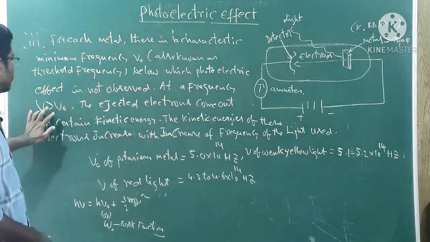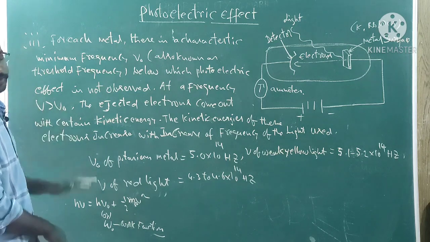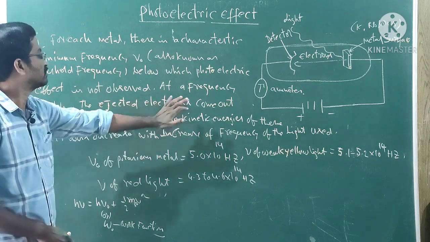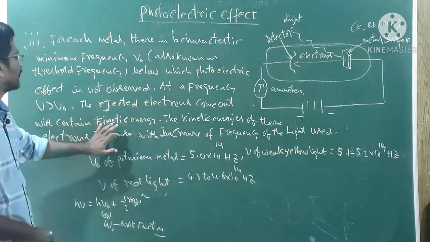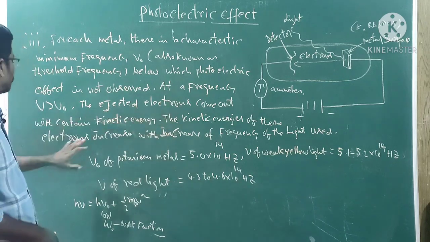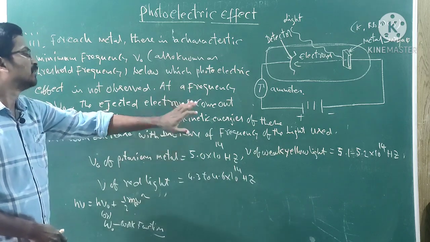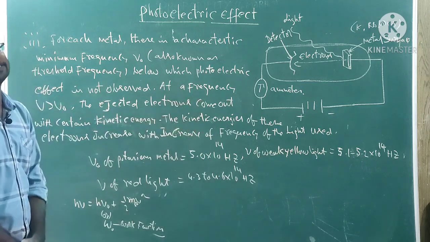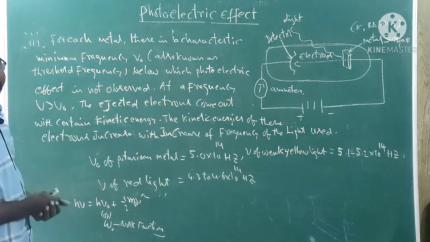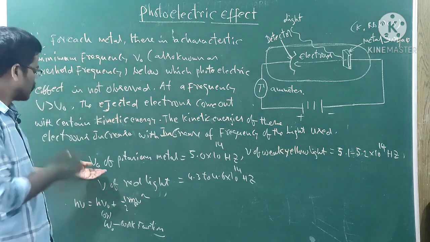At a frequency nu greater than nu naught, the ejected electrons come out with certain kinetic energy. The kinetic energy of these electrons increases with increased frequency of light used. What does this mean? Let us take an example to understand this concept.